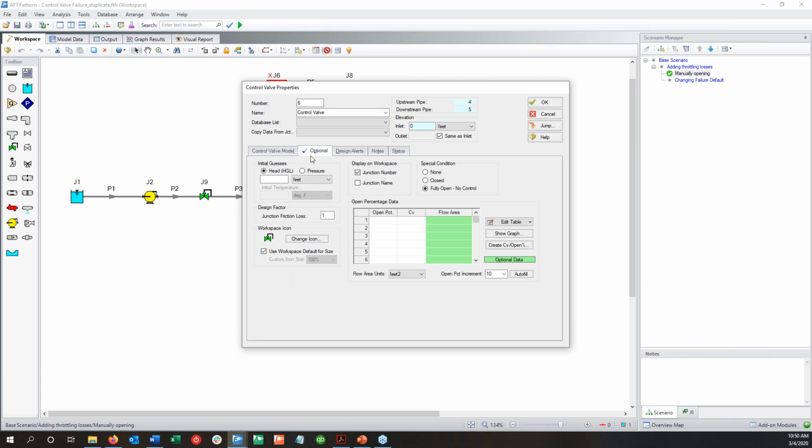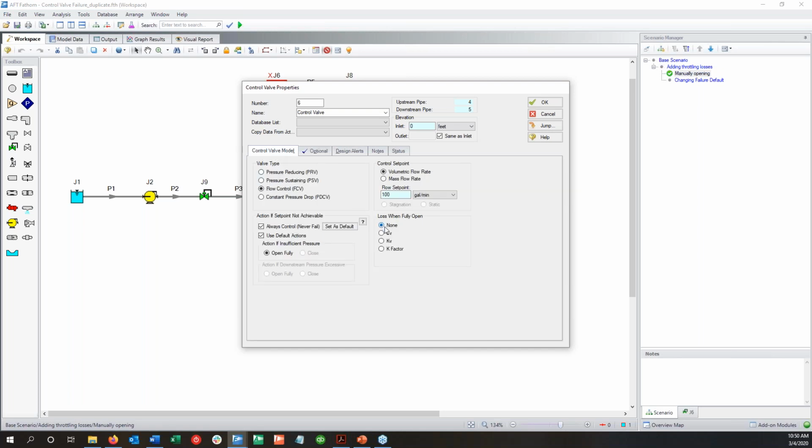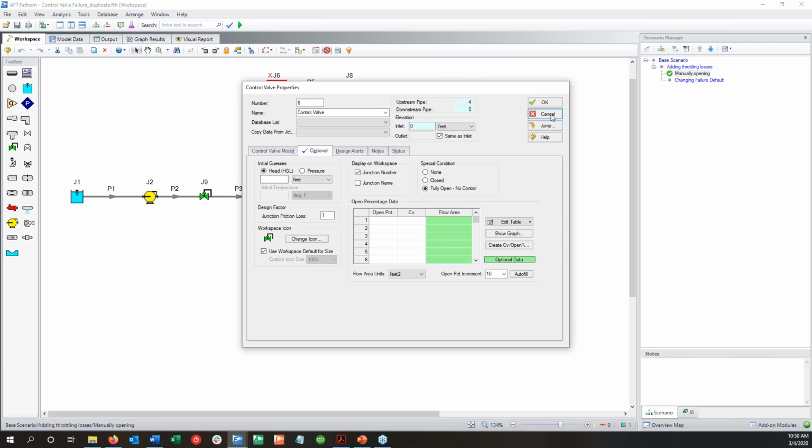By using special conditions in the optional tab, we can set to fully open. And that means that the valve is not trying to control at all. It doesn't matter what the set point is. And if we set it to fully open, another thing we can do is set the loss that it's seeing. Currently we're set to lossless. That's just for example purposes. But if you have an actual control valve with manufacturer data, here's where you can specify that loss. So when it does fail open, you can still account for the loss, even if it's reasonably failed open. In our case, we'll leave it as none, and we'll leave our optional as fully open.